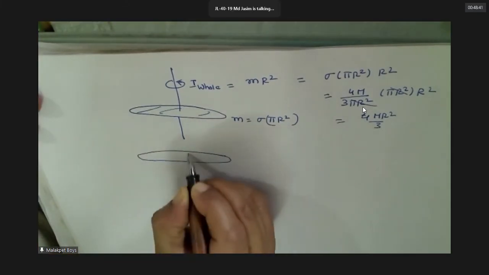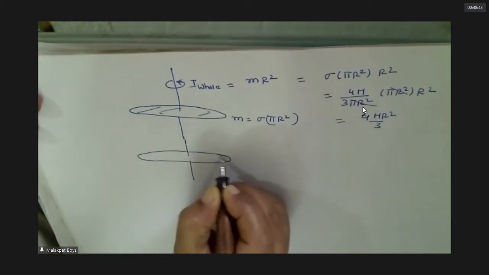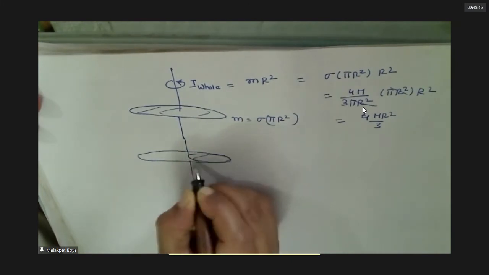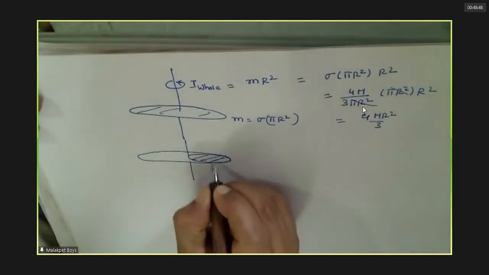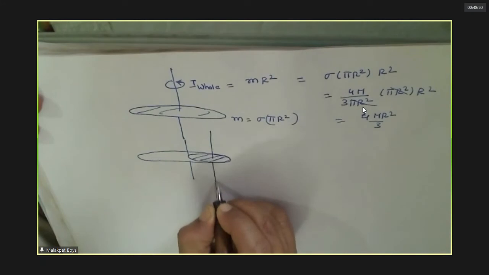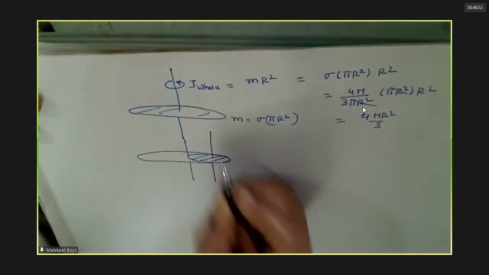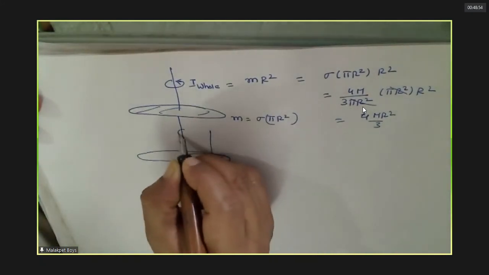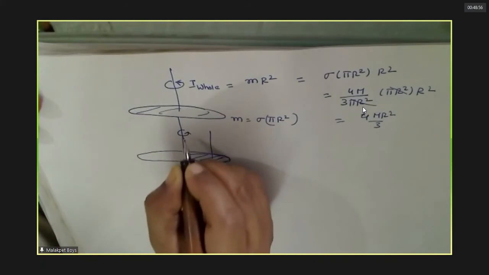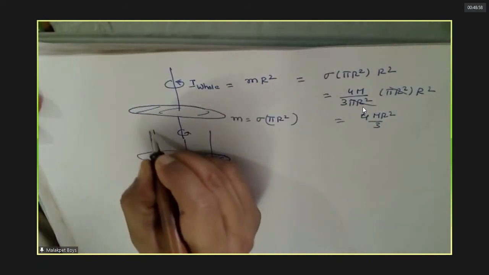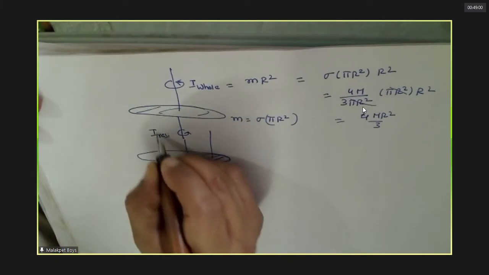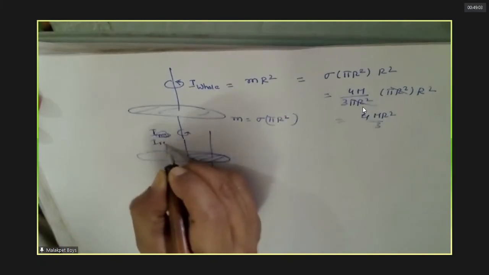Discussion. The removed portion, we need about this axis only. You have to find the moment of inertia of the removed disk about this axis.